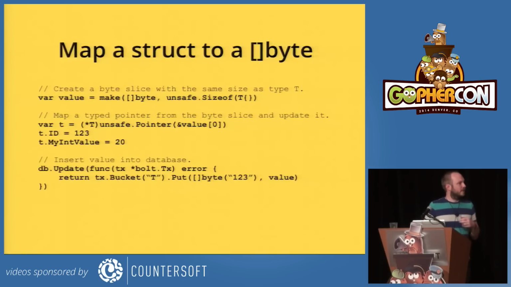But what you can do is find the size of the struct that you want. So we'll walk through this. You can make a byte slice of the size of your struct. You can then cast it using unsafe. Obviously, it's unsafe. Then you can update that like it's a regular Go struct. And down at the bottom, this is the Bolt code, where the update starts a transaction and closes at the end of the function. And we're just going to put this value into a bucket.